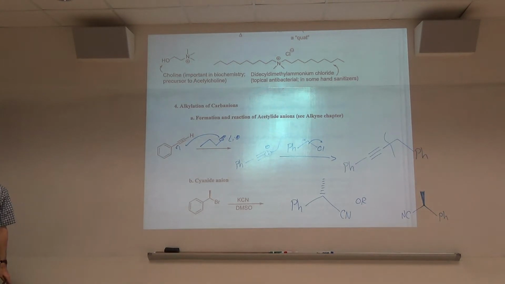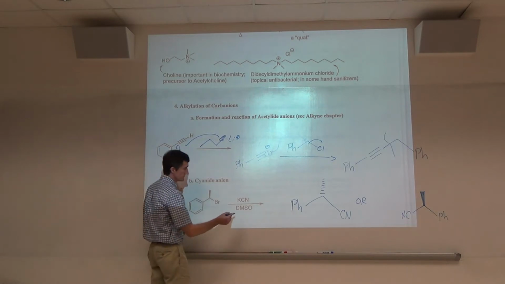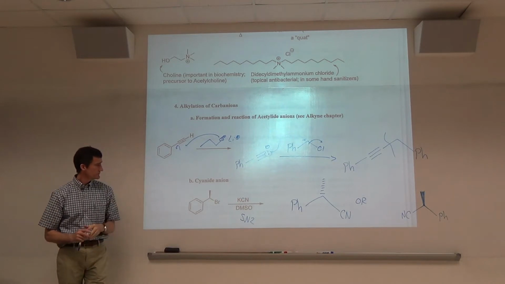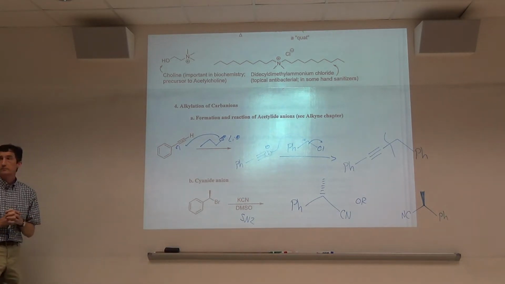Questions about that one? Was there a trick that you did to get that automatically flipped the right way? Because the CN came from the other side of the funnel, and now you have the CN listed on the bottom. What's the mechanism here? SN2. How do you know it's SN2? Because this section's under SN2. Because we're doing SN2s right now? Okay.